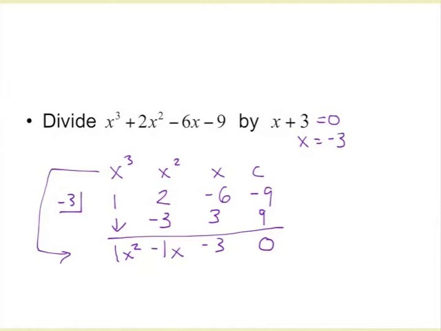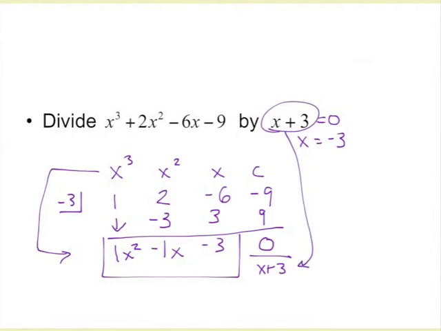Then an x, then a constant, and this one has a 0 remainder so we can ignore it. If that remainder was anything else, we would need to divide it by x plus 3, whatever the problem told us we were dividing by. So you want to do x minus 3? Nope, you do the actual thing you're dividing by.